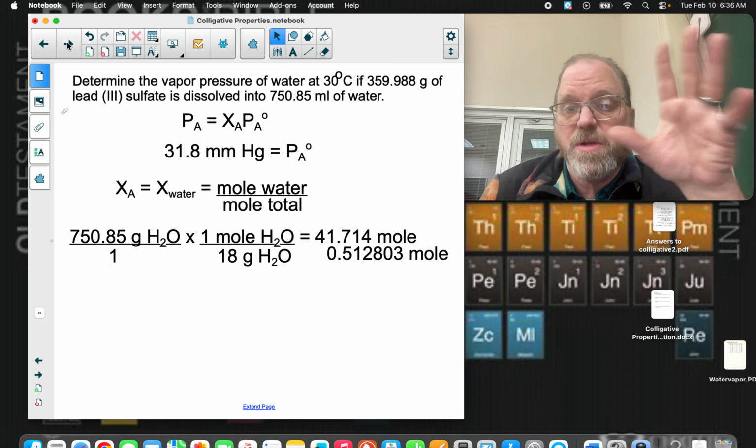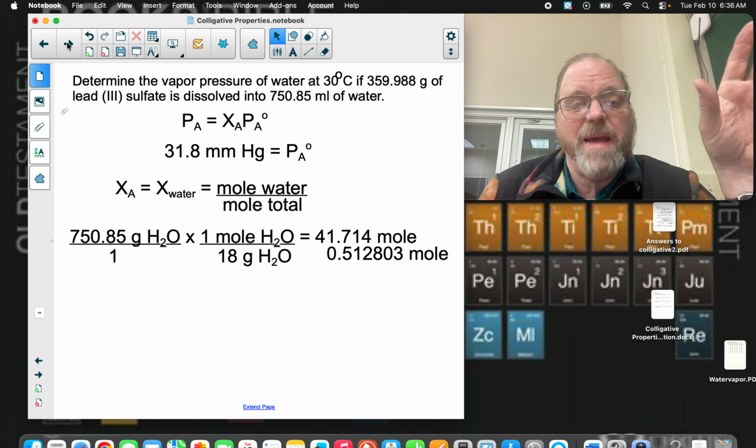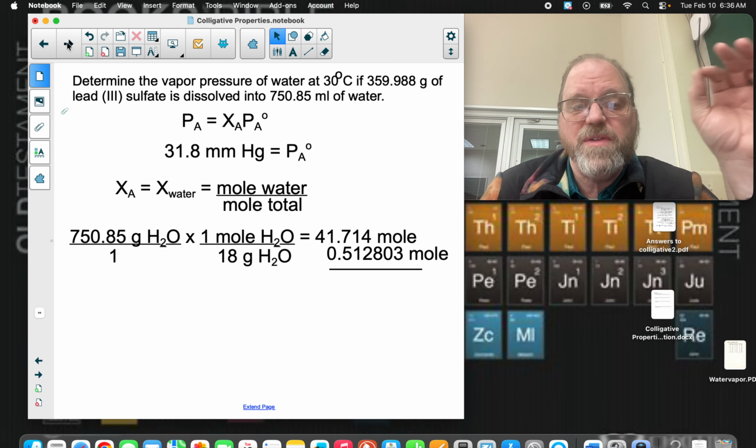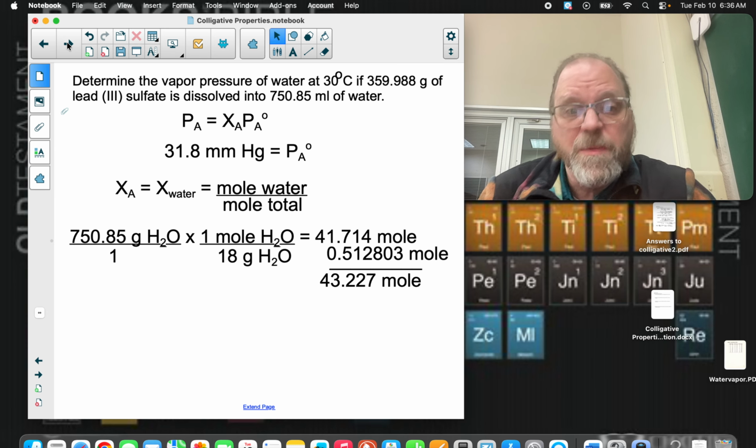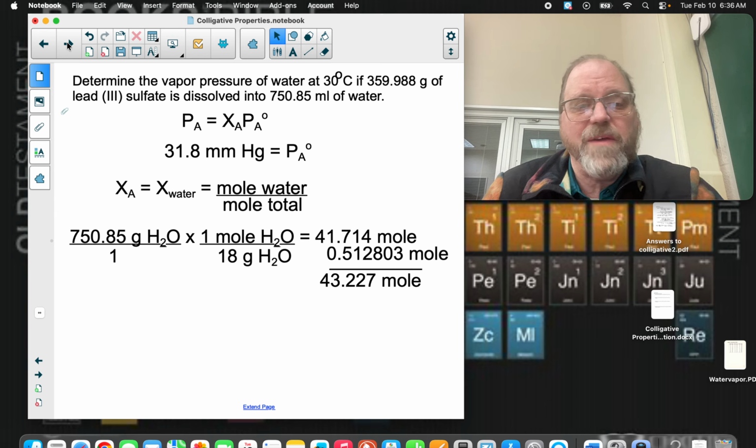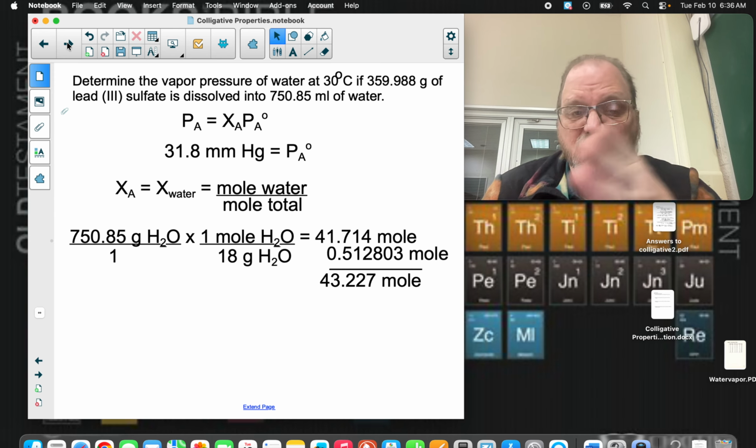Divide the 359.988 grams. We're just going to do the math, just save some time. That's going to give us 0.12803 moles of the lead 3 sulfate. That's where that comes from. We're going to add them together, and we're going to hit 43.227 moles, last whole column.